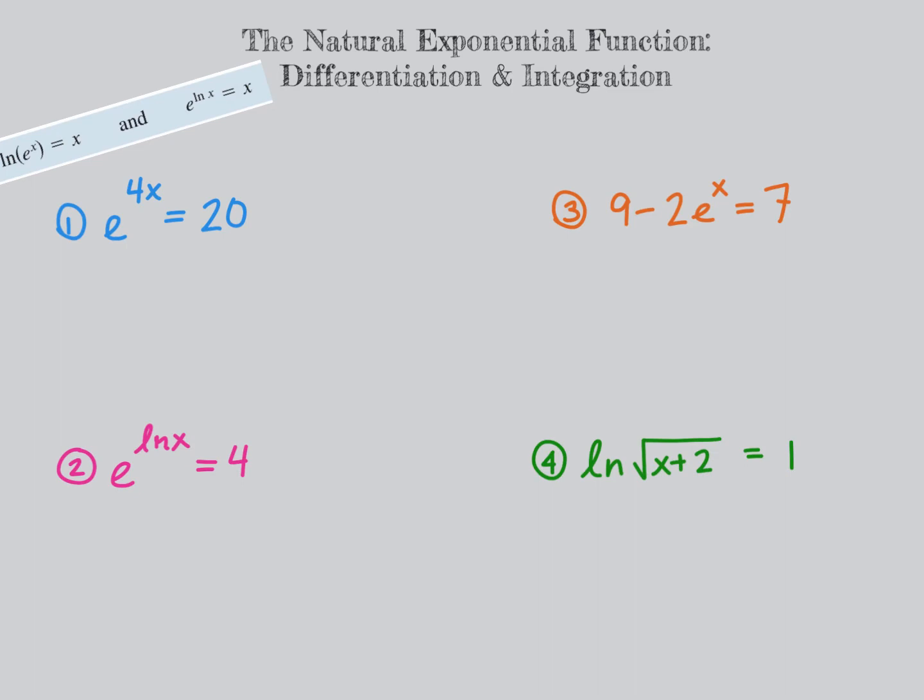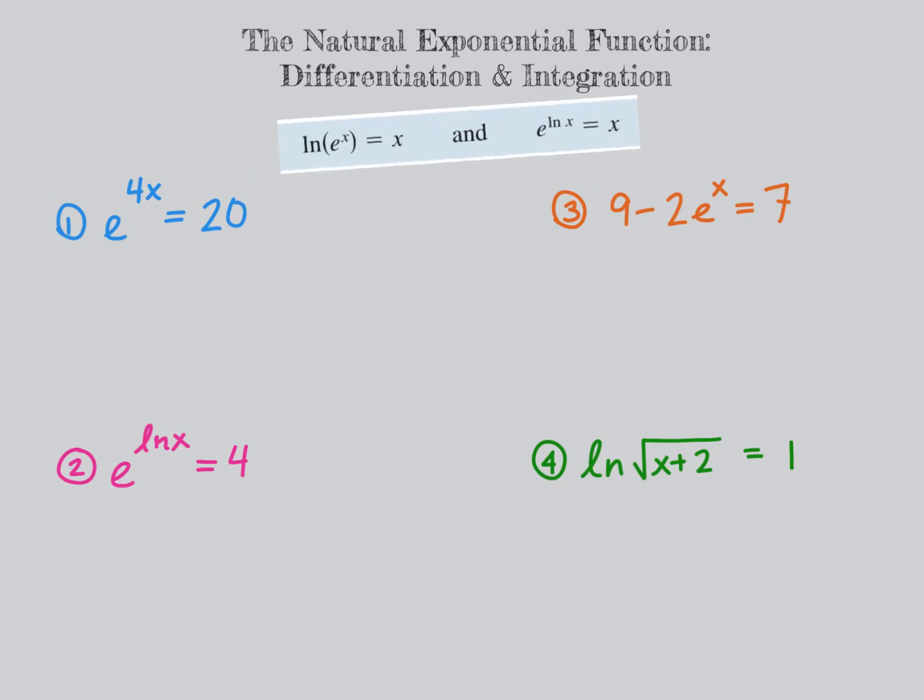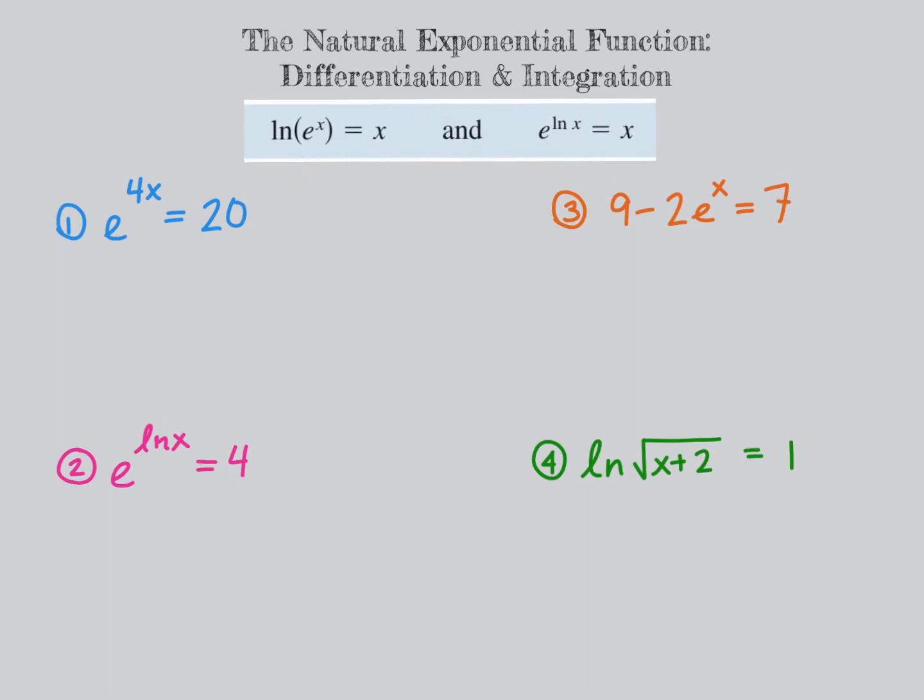Here we have 4 problems involving e and natural log. We are going to keep these two ideas in mind here while solving them. We're also going to keep in mind that the natural log and e can kind of cancel each other out in a way because the natural log of e is just 1. And so we're also going to keep in mind that property that when we take the natural log of something to a power, we can bring that power out front. So in number 1, we have e to the 4x equals 20.